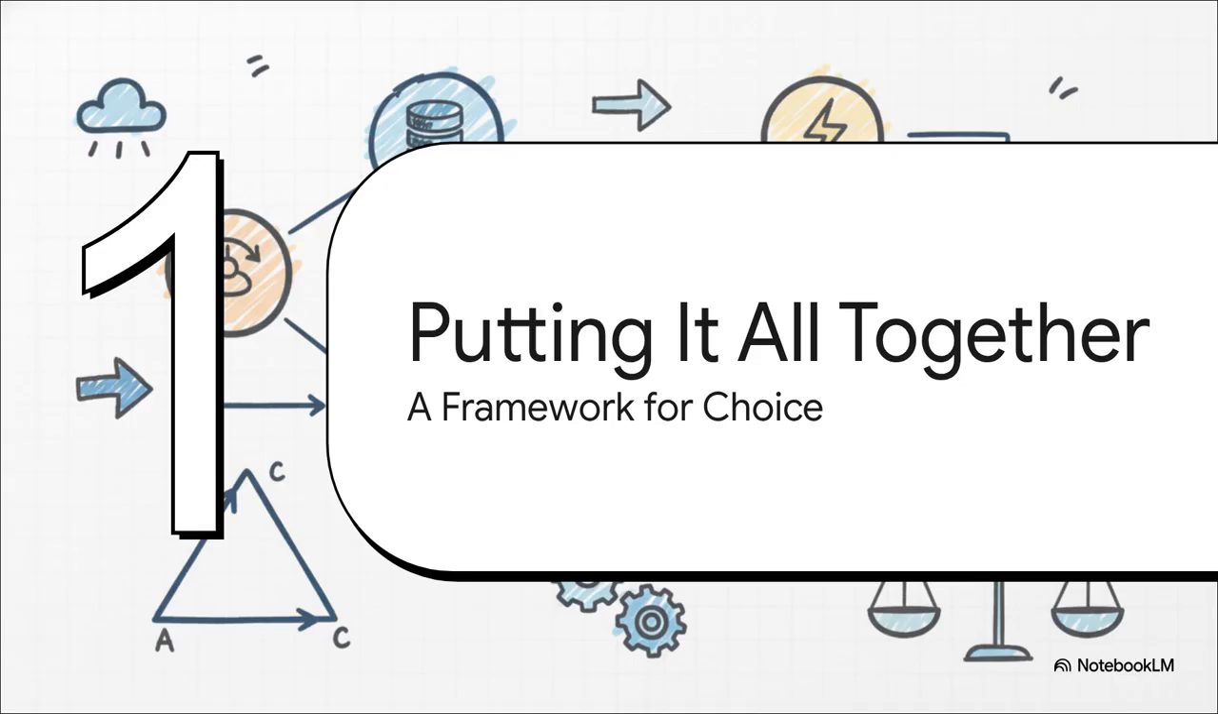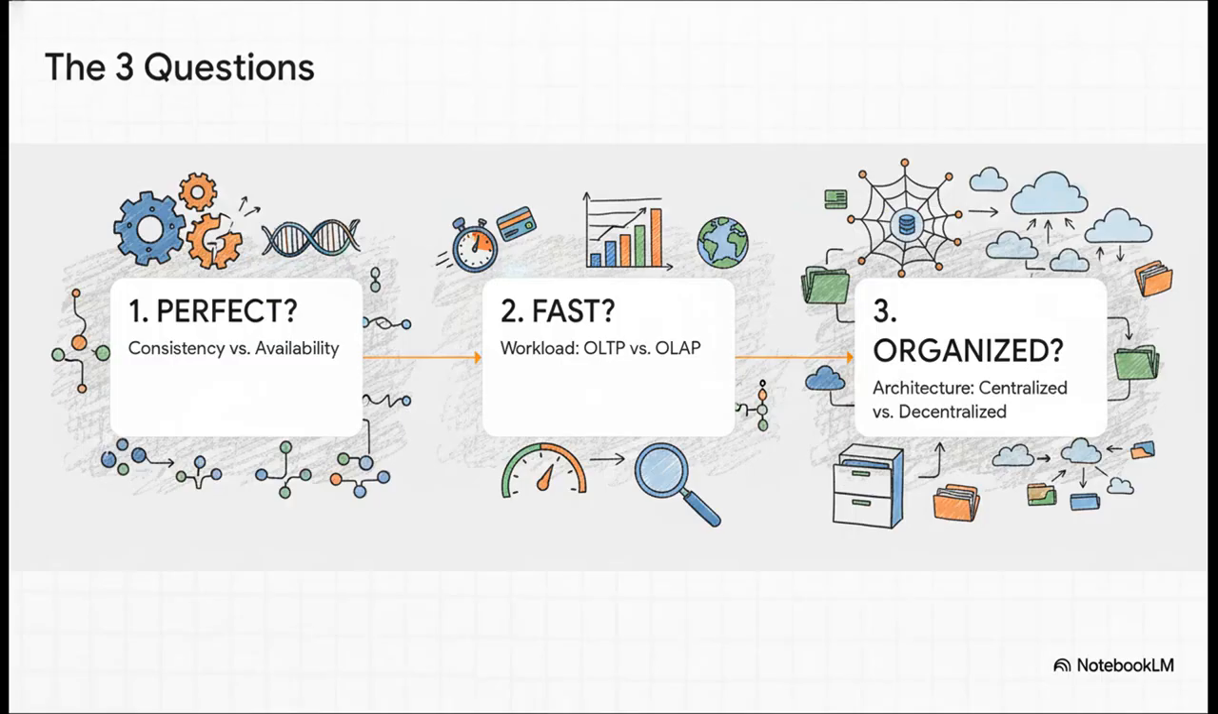Okay, wow, we have covered a lot of ground. Correctness, speed, organization. So let's bring it all home and put it together into a simple, powerful framework you can use to think about any data system. It all comes back to our three questions. Number one, how perfect must it be? That forces the choice between consistency and availability. Number two, how fast must it be? That determines if you're building for small, frequent transactions or massive analytical queries. And number three, how organized must it be? And that guides whether you need a centralized warehouse or a decentralized mesh. Literally, every data system you've ever used is an answer to these three questions.